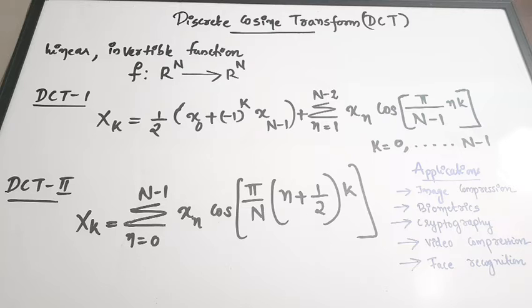Okay, so let us discuss the discrete cosine transform in this video. Now, what is the basic difference between the discrete cosine transform and the discrete Fourier transform?